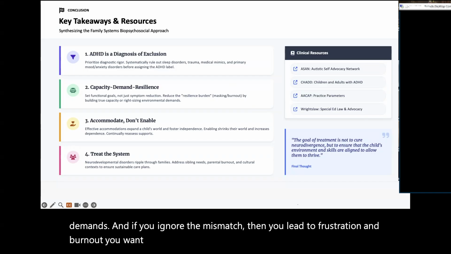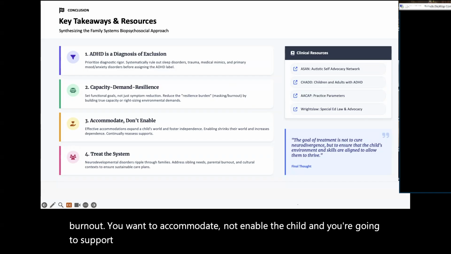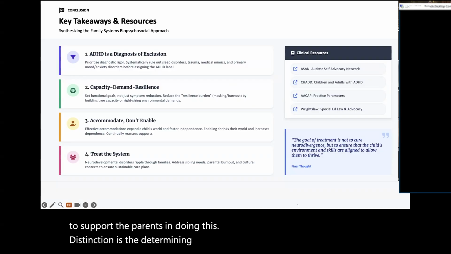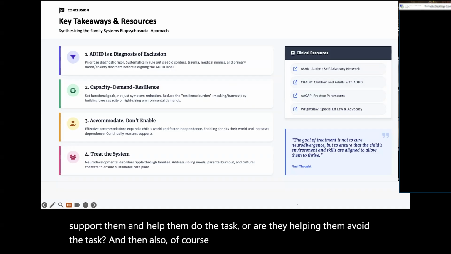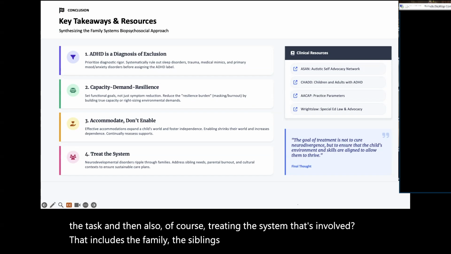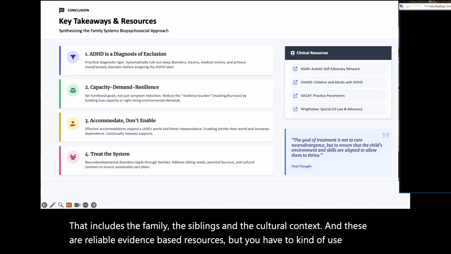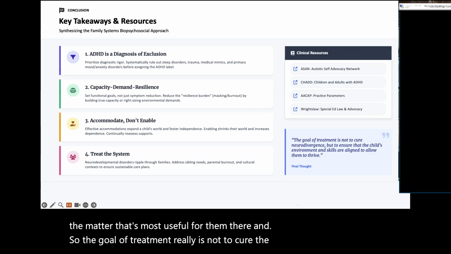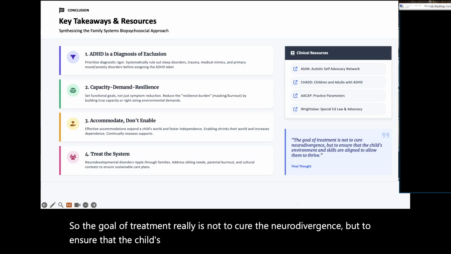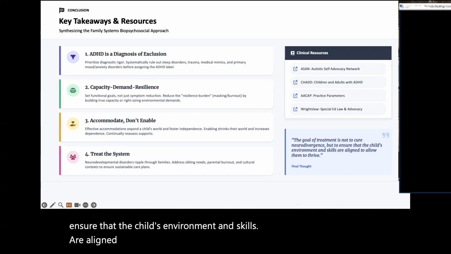You want to accommodate, not enable the child, and you're going to support the parents in doing this. The distinction is the determining factor for long-term independence. Does this support them and help them do the task, or are we helping them avoid the task? And then also, of course, treating the system that's involved. That includes the family, the siblings, and the cultural context. And these are reliable evidence-based resources, but you have to use them in the manner that's most useful for them. And so the goal of treatment really is not to cure the neurodivergence, but to ensure that the child's environment and skills are aligned to allow them to thrive.